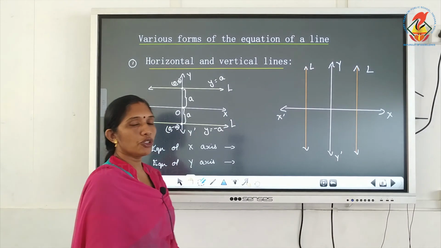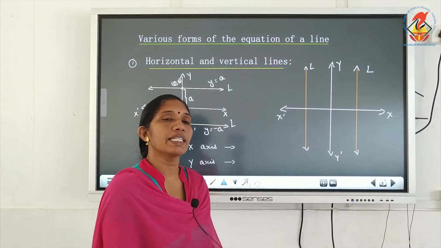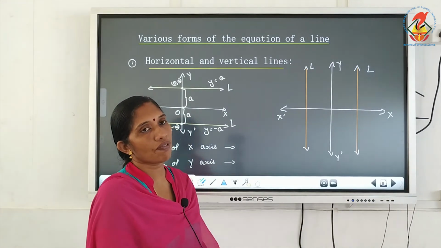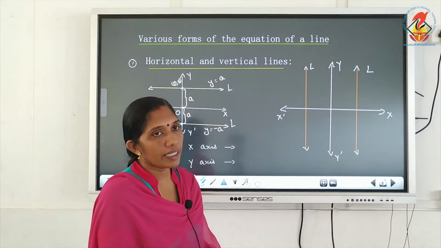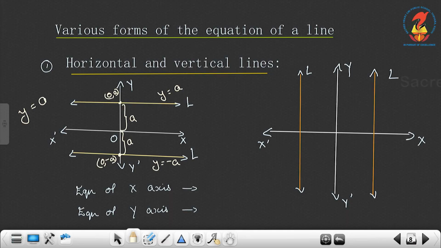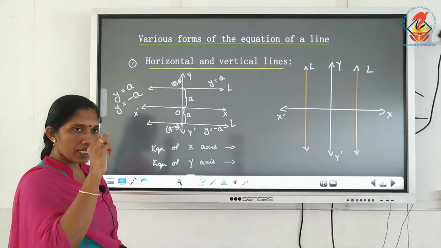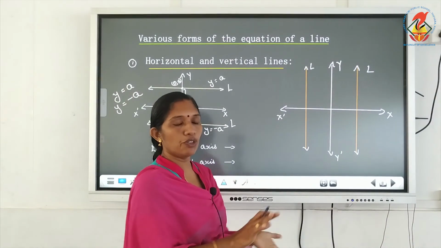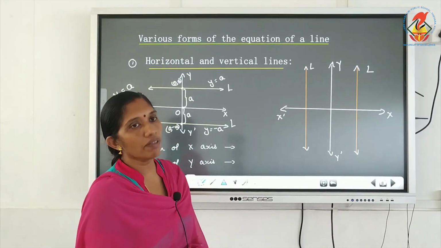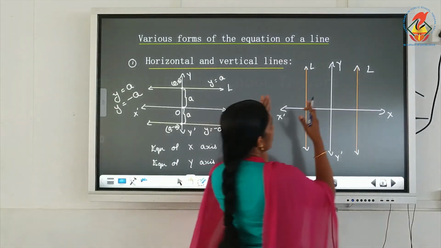So how to write the equation of a horizontal line? If the horizontal line is at a distance a units from the x axis, then the equation of the horizontal line is y is equal to a or y is equal to minus a. What is the distance? That number. If it is at 5 units, then y is equal to 5, or if it is below, y is equal to minus 5. Now the vertical lines.